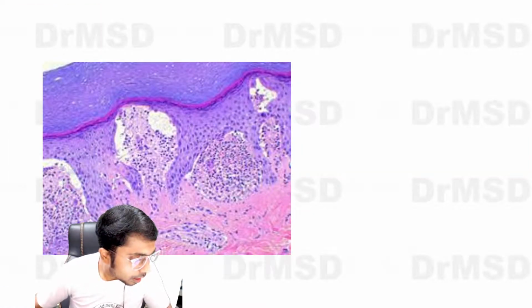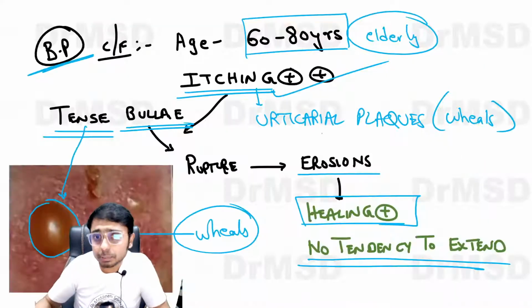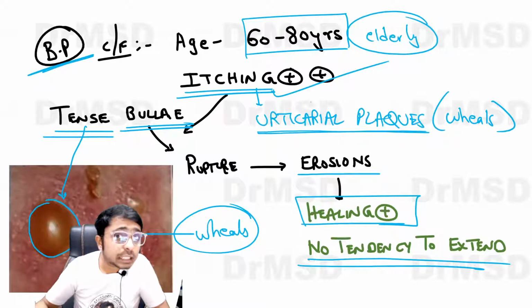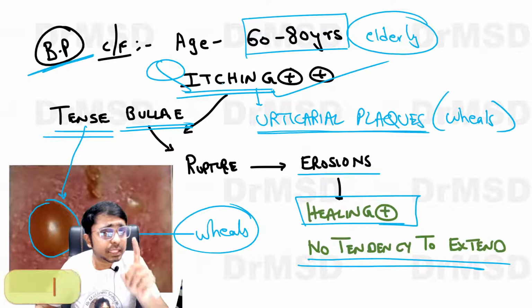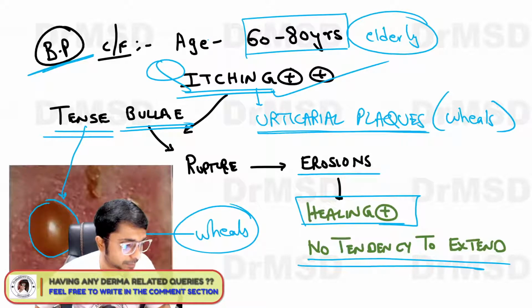Yes, the question was severe itching, age 60 years. So if you remember, if you look at bullous pemphigoid, I told you that urticarial plaques will be there in the patients, and that is the reason why patients will have severe itching in the case of bullous pemphigoid. Very important for you to remember.